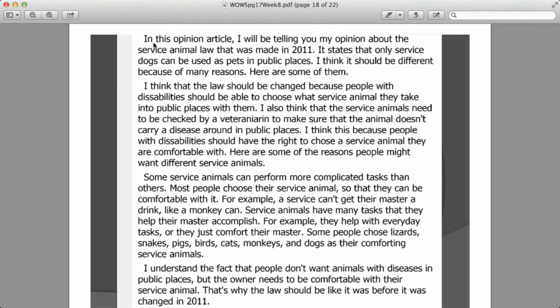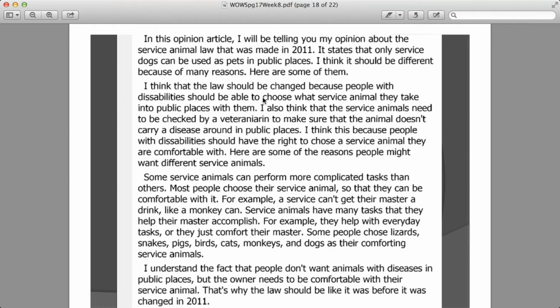And this one says, in this opinion article, I'll be telling you my opinion about the service animal law that was made in 2011. Already I love it because they took a fact clearly and stated it right in that paragraph. It states that only service dogs can be used as pets in public places. I think it should be different because of many reasons. Here are some of them. If this person had said, by the way, in this paragraph, the reasons that they were about to explain, I guarantee you that would have scored them potentially a 4.